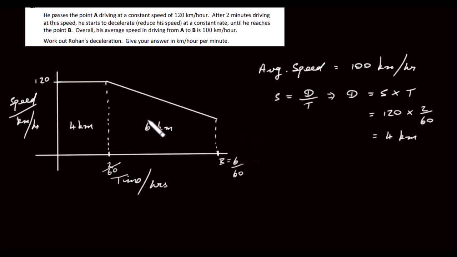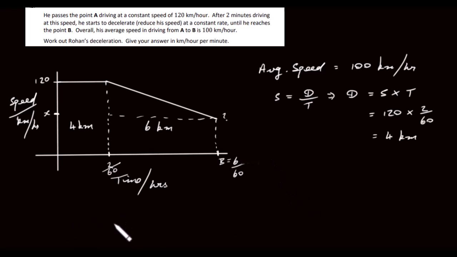We know that he starts here at 120 kilometers per hour. If we could work out the speed that he reaches B at, then we can work out the acceleration or the deceleration, if you like. So we've got to work out this value here. Let's call it x. So we've got to work out what speed he was actually passing B at. So let's do that then.